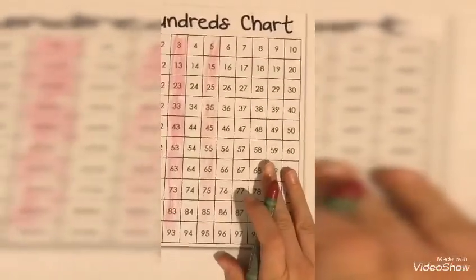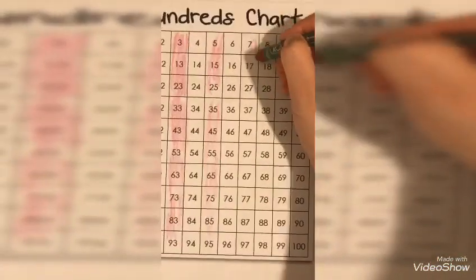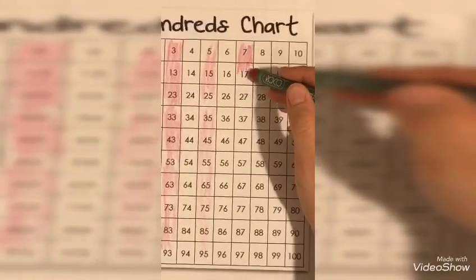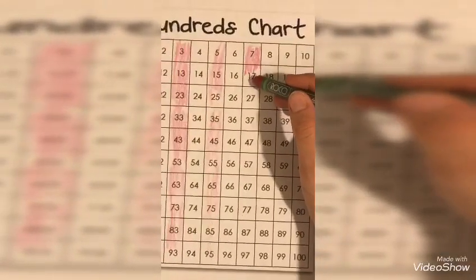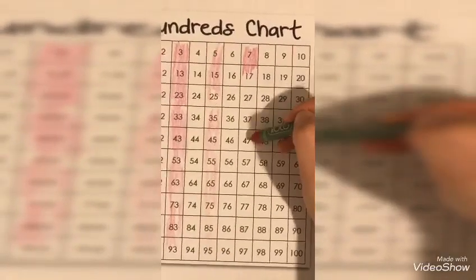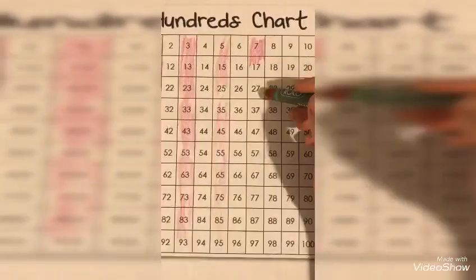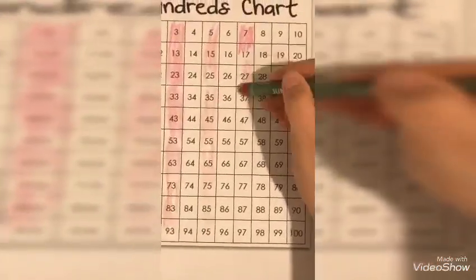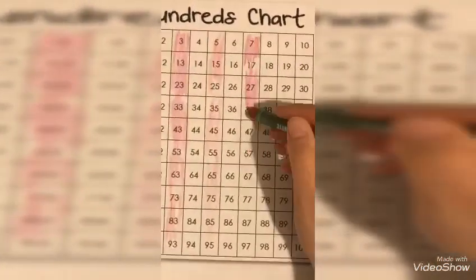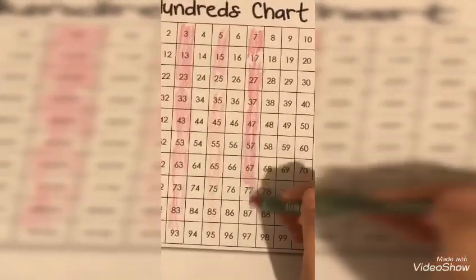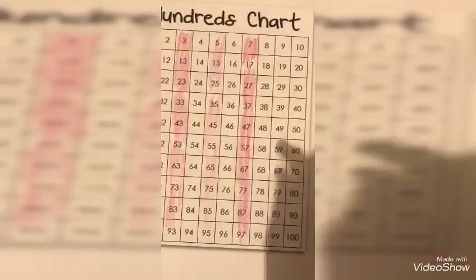Okay. Now, 7 also is an odd number, and all the numbers that end with 7, 17, 27, 37, 47, all of them end with 7. So let's color them red because they are odd numbers.